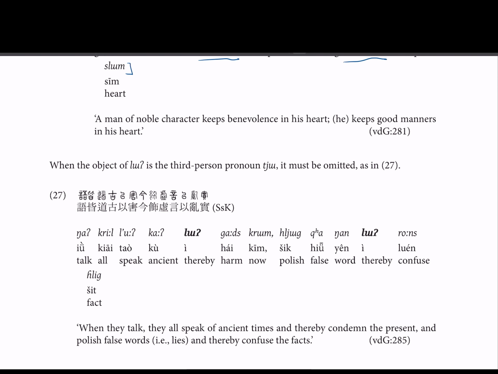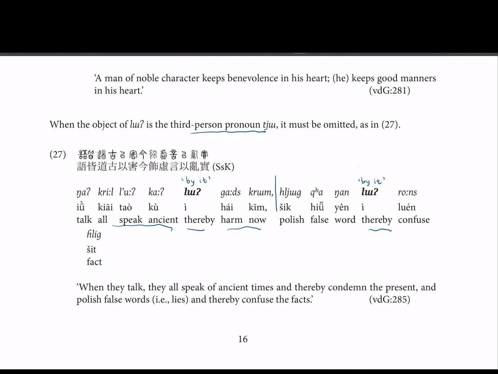A very important rule to remember is that when the object of the coverb le is the third person pronoun tu, that pronoun must be omitted, as in 27. Okay? When they talk, they all speak of ancient times and thereby condemn the present, and they polish false words or lies and thereby confuse the facts. So here we have two occurrences of le, both of which are translated as thereby, but more verbosely we can translate them as by it.